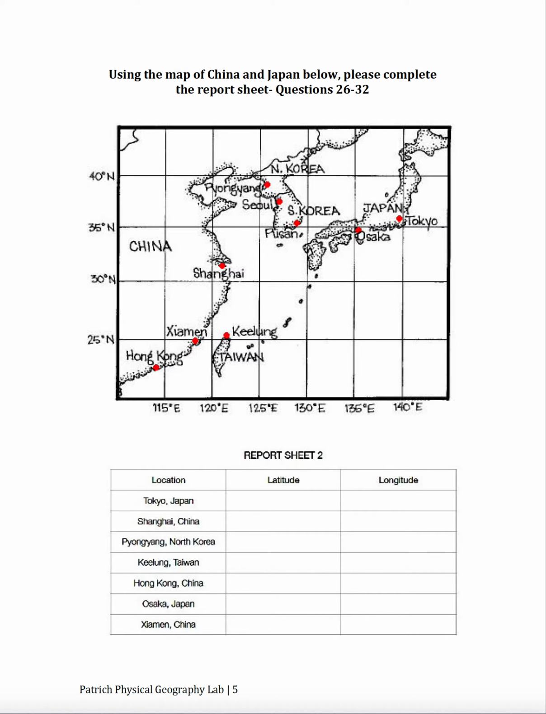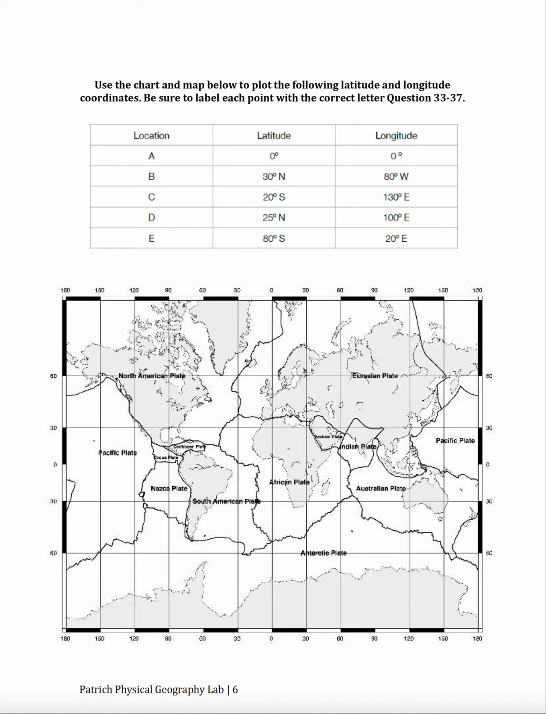So your job is to place the location of each one of these places. As an example, letter A, it says, using the chart and map below, go ahead and plot where they go. Well, okay, location, which is 0 degrees latitude, 0 degrees longitude, would be right about there. And I'd put a big dot, and then I would label it letter A, and you just go ahead and do that. So you'll plot letters A through E.